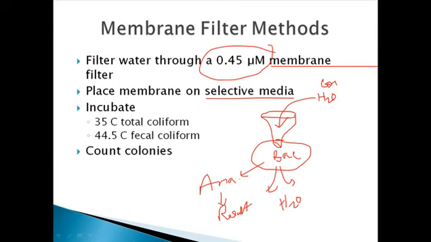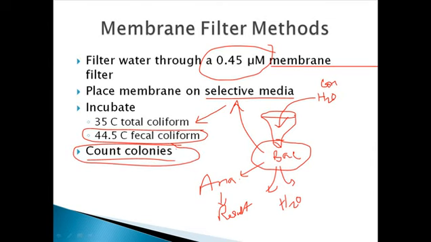After placing this filter in selective media, we need to incubate it at 37 degrees Celsius for almost 24 hours. And if we want to talk about the fecal coliforms, we will incubate them at a slightly higher temperature, 45 degrees Celsius, for 24 hours. After incubating them, we can check for the presence of coliforms on the filter. So we can find colonies. If we find colonies, we have to count those colonies. From the counting of those colonies, we can determine the amount of coliform present in every 100 ml of water.